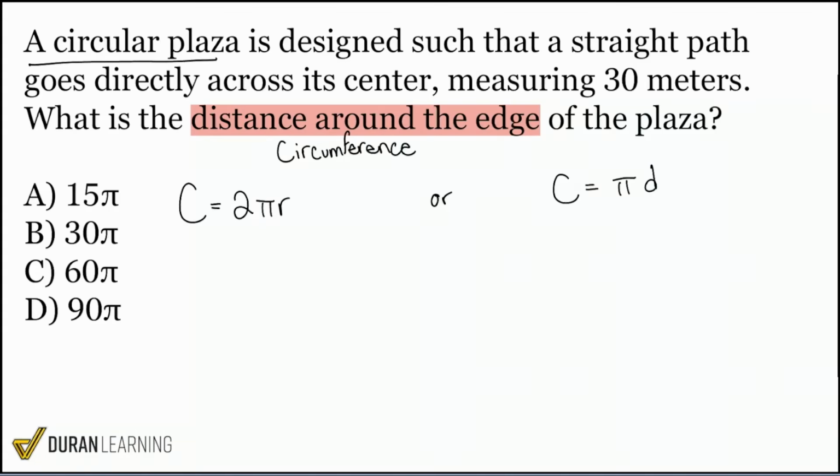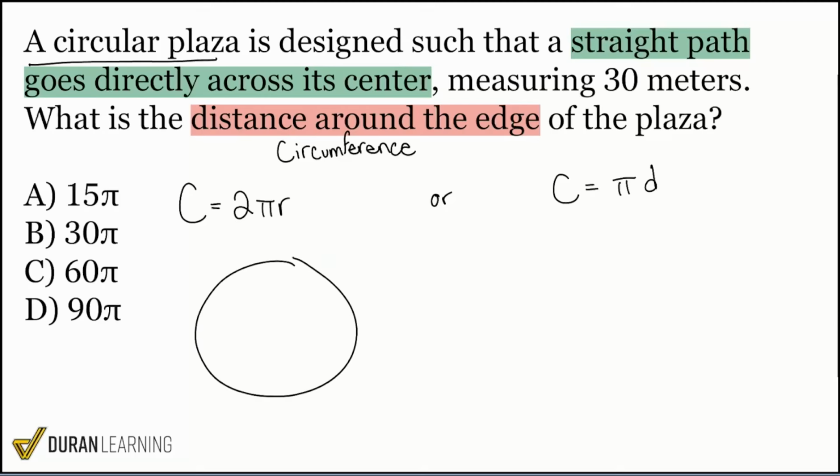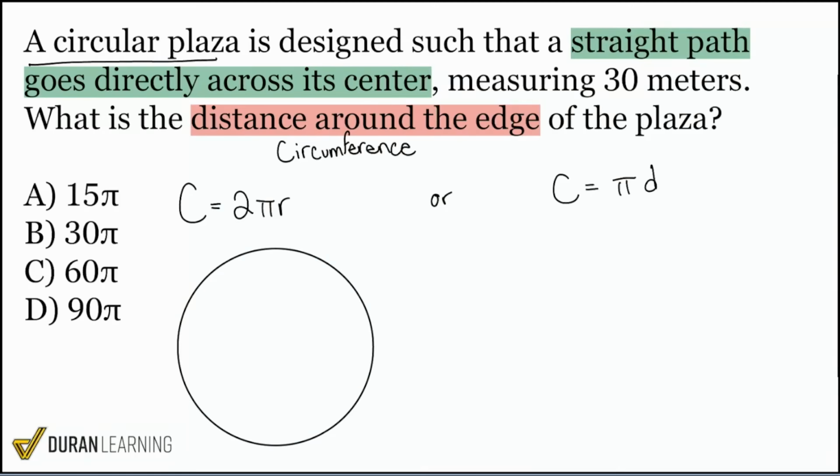A circular plaza is designed such that a straight path goes directly across its center. Again, straight path goes directly across its center. Let me go ahead and draw a little circle. And let's say it has a straight path that goes directly across the center. Everybody, by definition, what is that called? If you go from one edge of the circle to the other, going through the center, yeah, that's diameter all day long. So now that we know we are given the diameter and it measures 30 meters, we can be pretty happy. We have diameter equals 30, going all the way through.